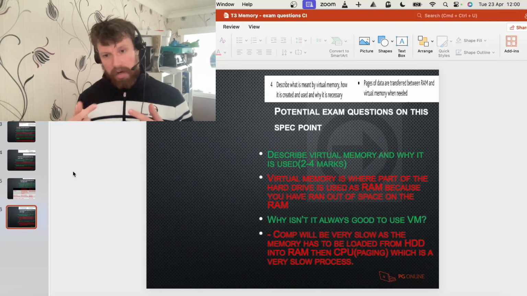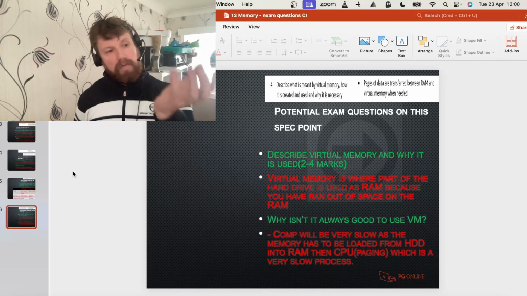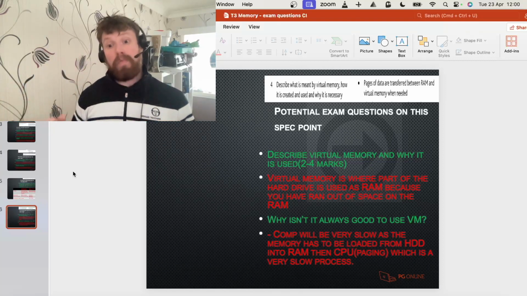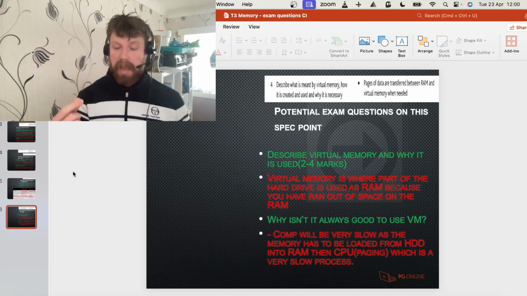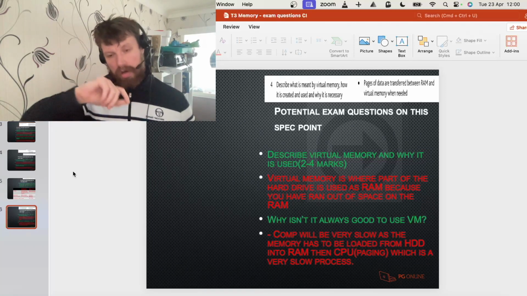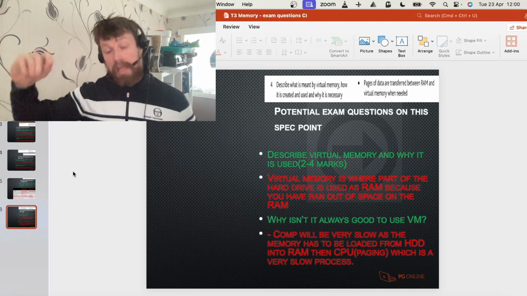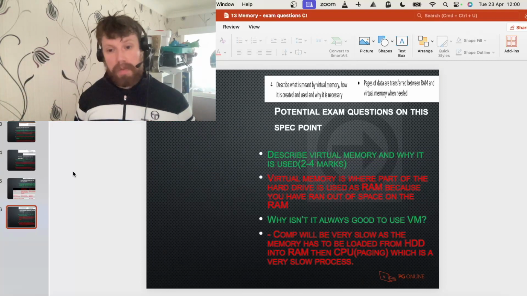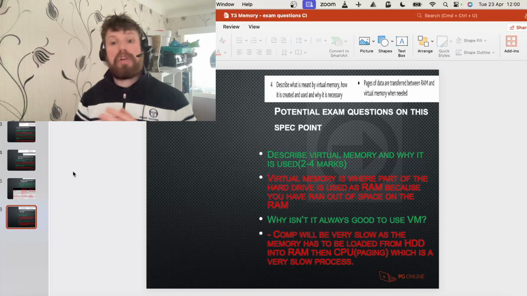In the fetch, decode, execute process, the data goes from RAM and is taken immediately into the CPU. With virtual memory, there is an extra step, and this is called paging. It goes from the secondary storage into the RAM, which is then where it's fetched by the CPU. So there's an extra step which slows everything down.